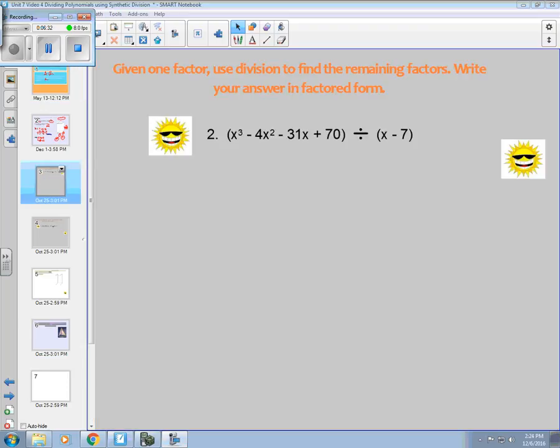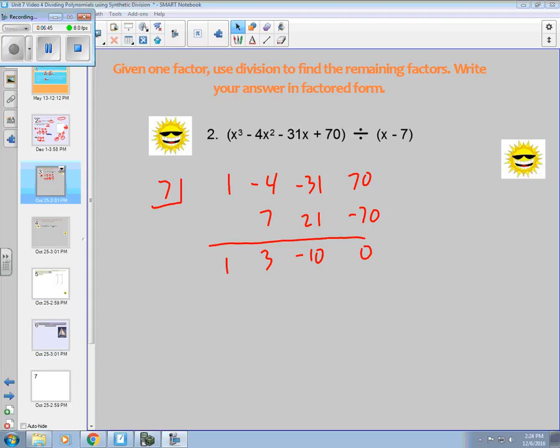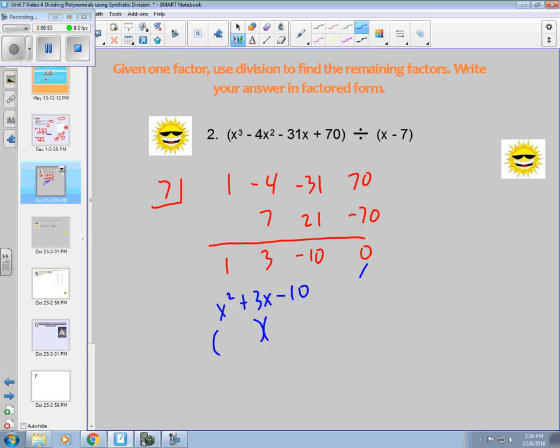Why don't you pause the video and see if you can try number 2 here and find that one in factored form. Okay, let's check what you got. If you did the synthetic division, you should have ended up with what's here. Remainder is 0 here, so we are left with x squared plus 3x minus 10. What does that one factor down further to? What's going to multiply to negative 10 and add to 3? Looks like we'd want positive 5 and negative 2.